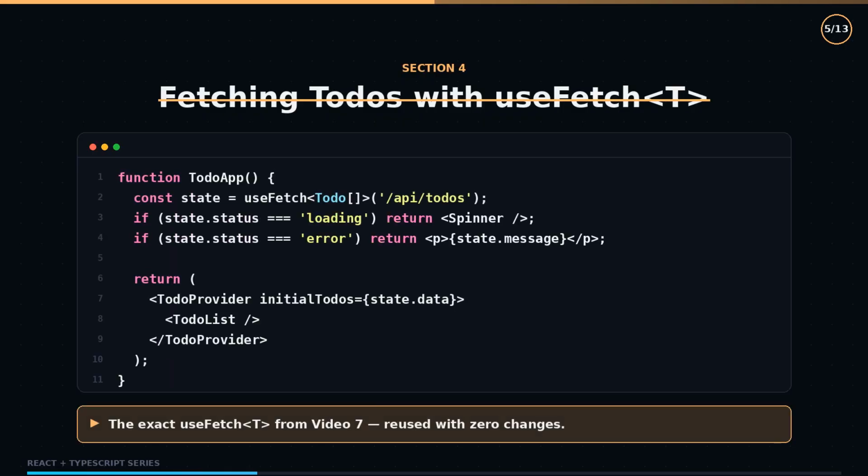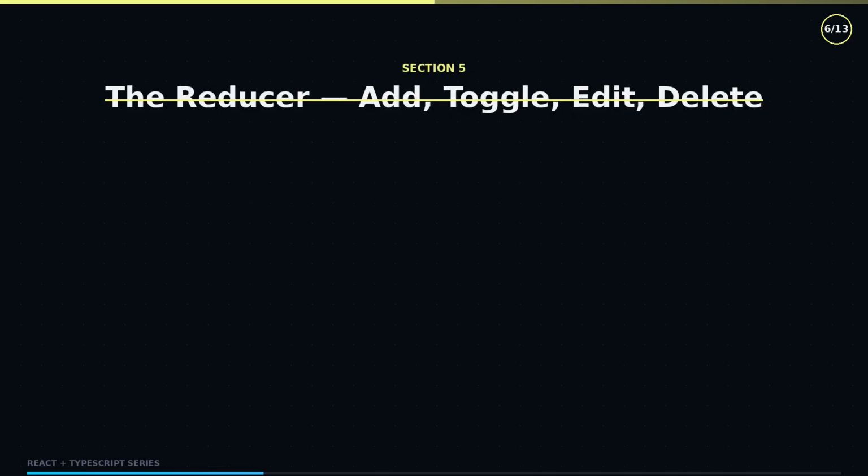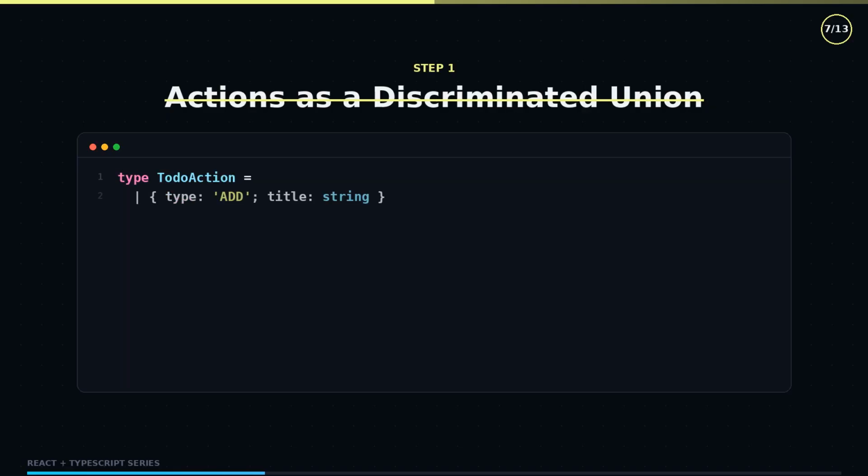4. Fetching todos with useFetch<T>. Function TodoApp, useFetch<Todo[]>, API todos. If state status is loading, return spinner. If state status is error, return a paragraph with the state message. Return TodoProvider with initialTodos as state data, and TodoList. This is the exact same useFetch<T> from video 7. No changes needed. We fetch the initial list, and once it's loaded, hand it off to a TodoProvider that will manage all the add, edit, delete logic from here on.